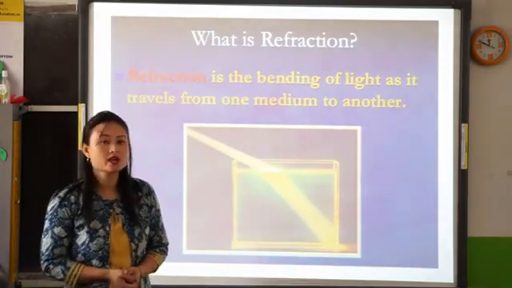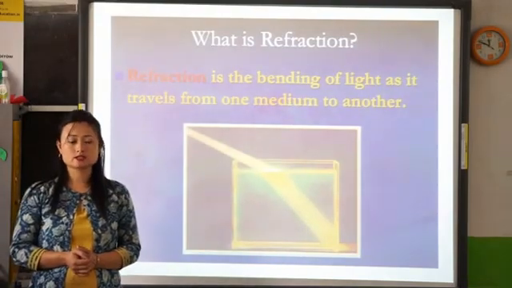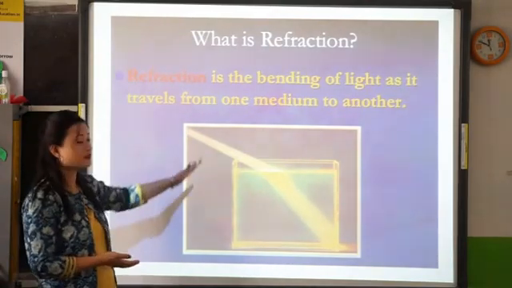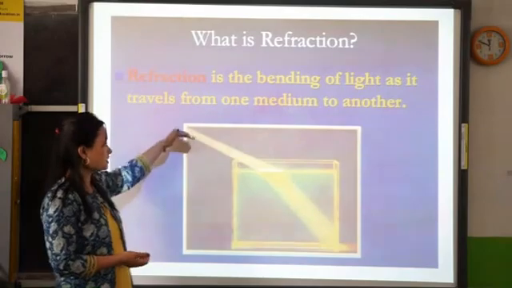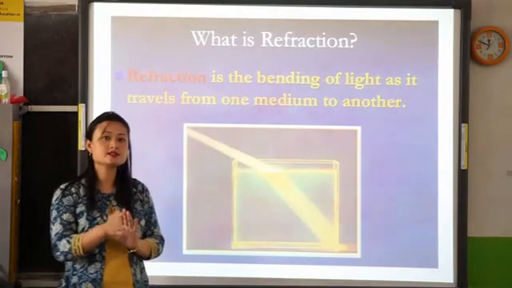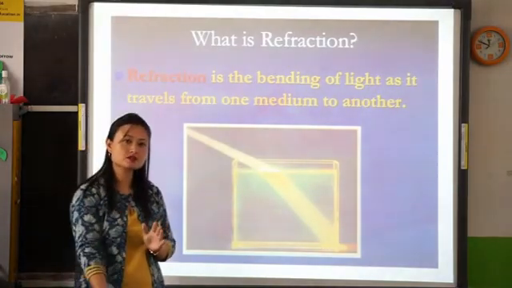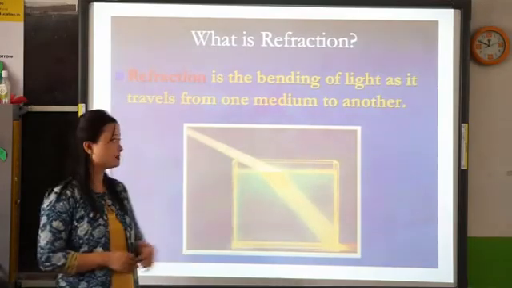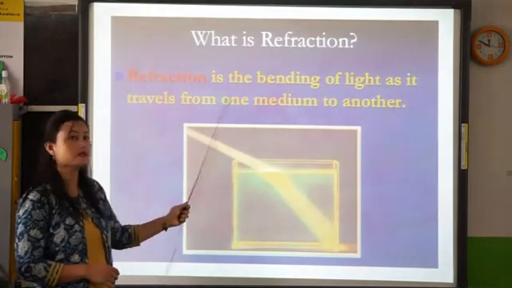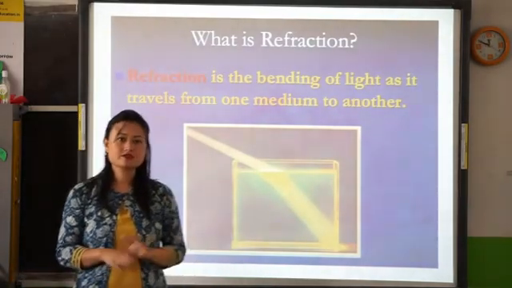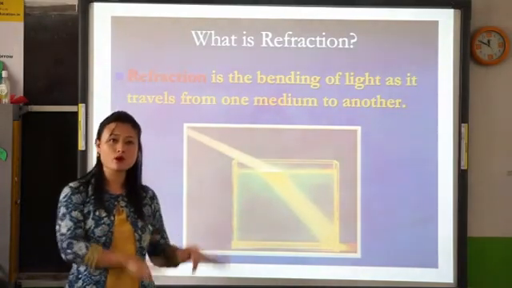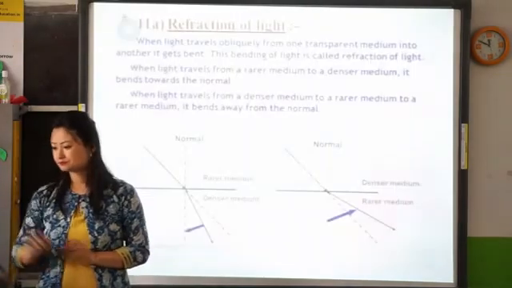What is refraction? Refraction is the transfer of light from one medium to another. So this is how refraction takes place. When light passes from one medium to another, it changes its path. Either it slows down or it increases its speed. So refraction is the bending of light as it travels from one medium to another. It is the phenomenon in which light bends when it passes from one medium to another.